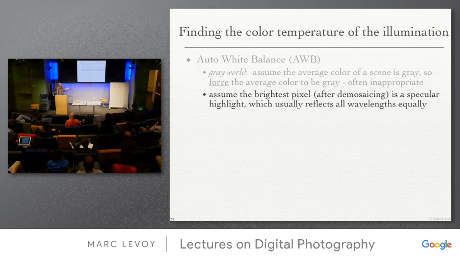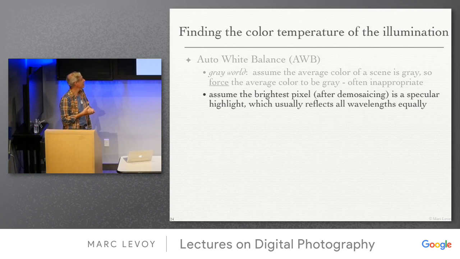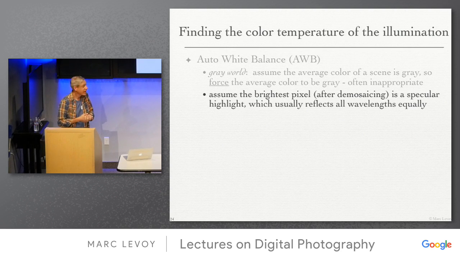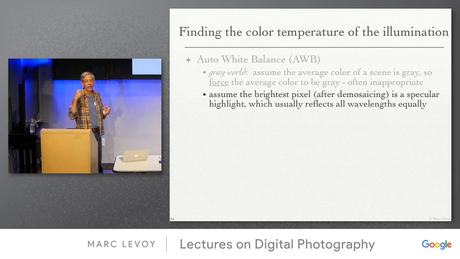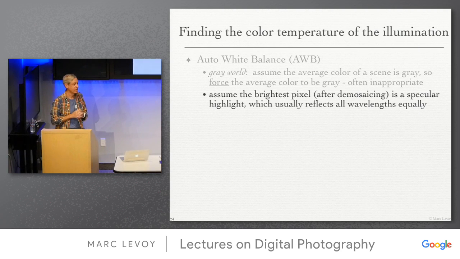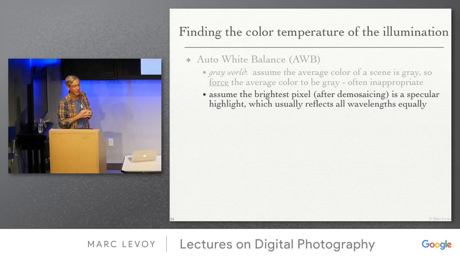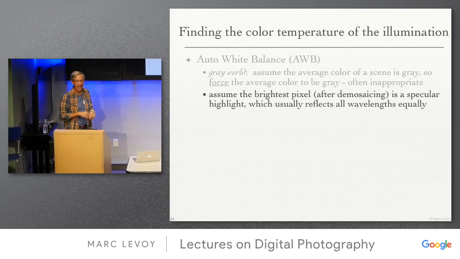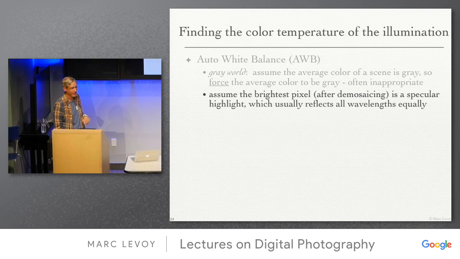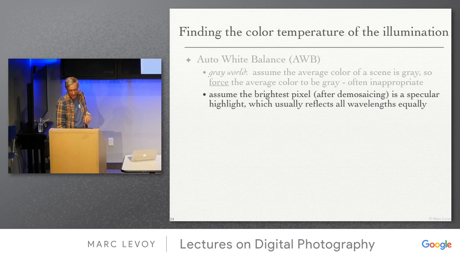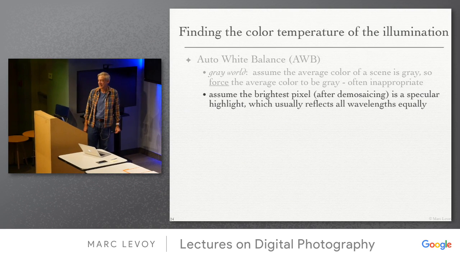Here's another possible way if you don't like just averaging all the pixels in the scene. Assume that the brightest pixel in the scene after the demosaicing is a specular highlight, meaning a shiny spot, and assume that that reflects all wavelengths equally, and therefore it ought to be the same color as the light source. What do you think about that as an algorithm? Don't like it. How's it going to break? Anything that's clipped in the scene is going to trip it. So the red, green, and blue got clipped, all right?